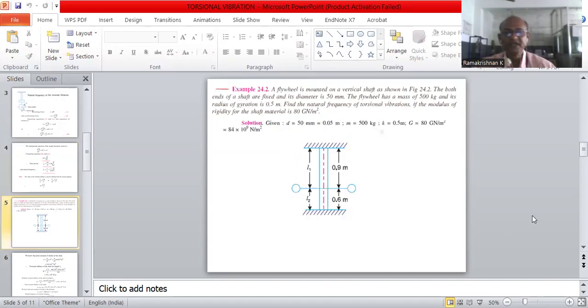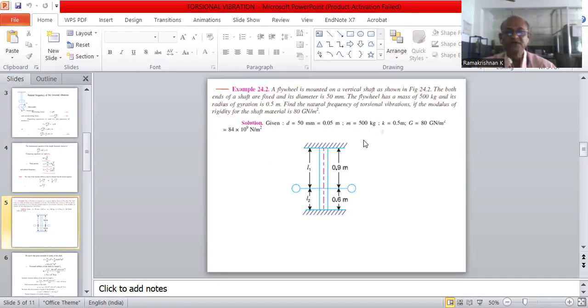So let us have a simple problem. A flywheel is mounted on a vertical shaft, as shown in the diagram. The ends of the shaft are fixed and its diameter is 50 mm. The flywheel has a mass of 500 kg and its radius of gyration is 0.5 meter. Find the natural frequency of the torsional vibration if the modulus of rigidity of the shaft material is 80 giganewton per meter square.